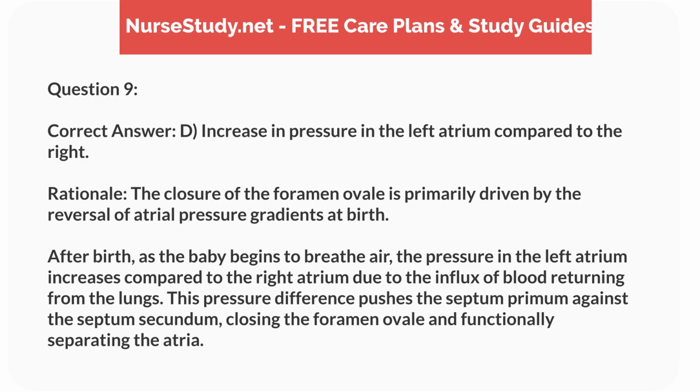Correct answer: D. Increase in pressure in the left atrium compared to the right. Rationale: the closure of the foramen ovale is primarily driven by the reversal of atrial pressure gradients at birth. After birth, as the baby begins to breathe air, the pressure in the left atrium increases compared to the right atrium due to the influx of blood returning from the lungs. This pressure difference pushes the septum primum against the septum secundum, closing the foramen ovale and functionally separating the atria.